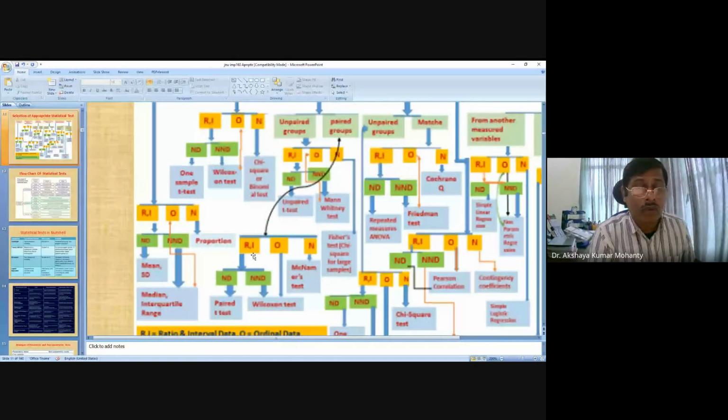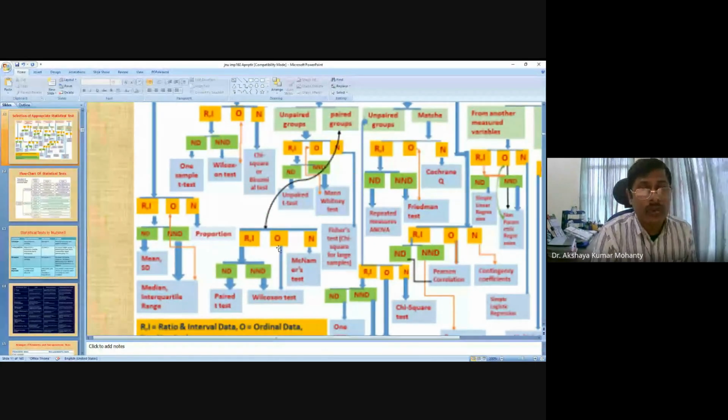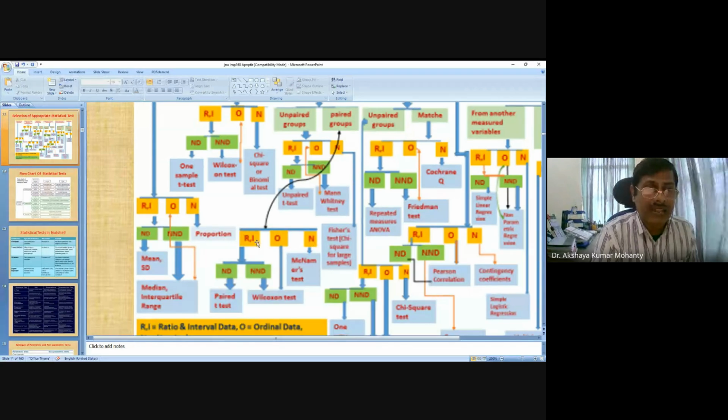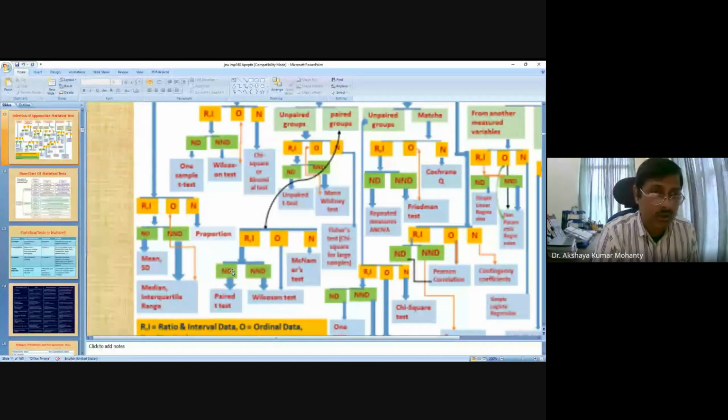Already the same four scales are there: R, I, O, and N. And RI is every time in one block, and that will give you two options, maybe normal distribution, maybe non-normal distribution. So if the scale is RI with normal distribution, definitely the parametric test will come in the form of the paired t-test. This is the unpaired t-test, and this is the paired t-test, because it is paired. Because that one is unpaired, it is the unpaired t-test. As it is paired, it is the paired t-test.